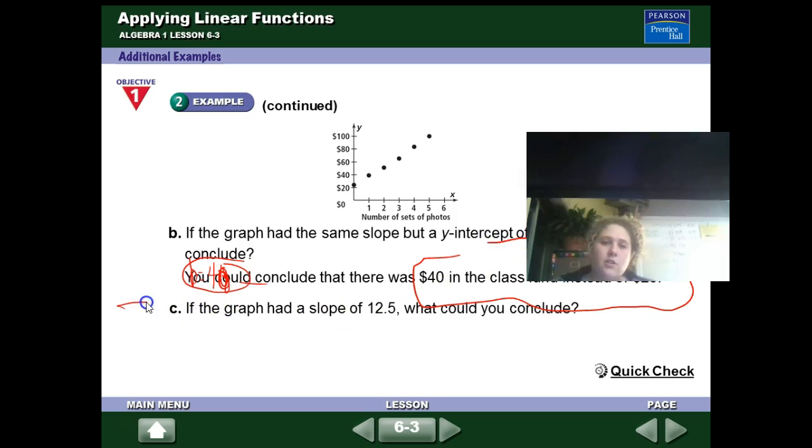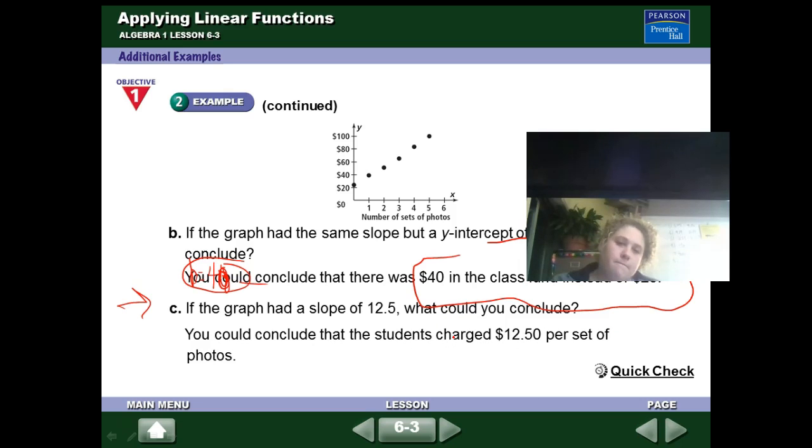Okay, and the last question, question C here. If the graph had a slope of 12.5, what would you conclude? Take a moment, pause the video. Okay, if you concluded that the student charged $12.50 per set of photos instead of that original 15, you would be right.